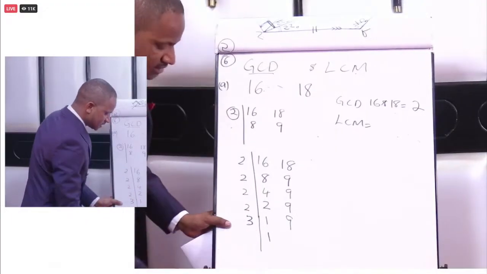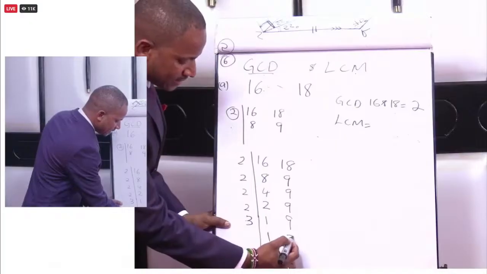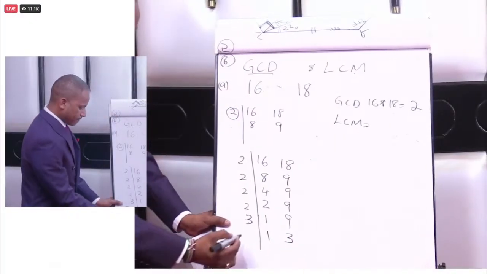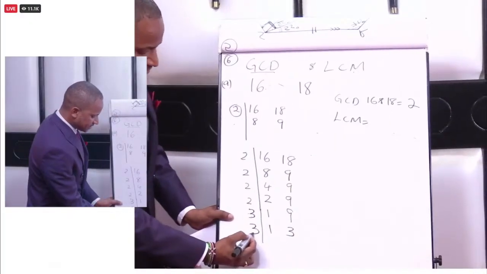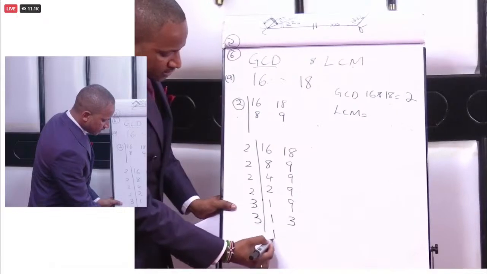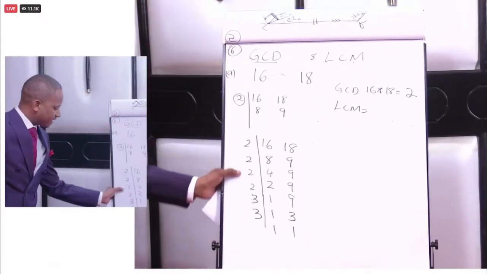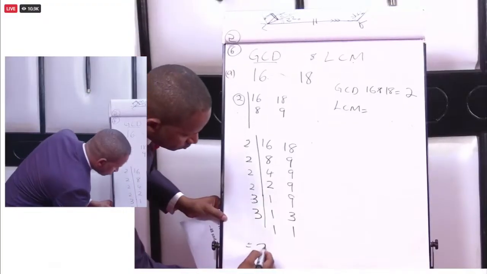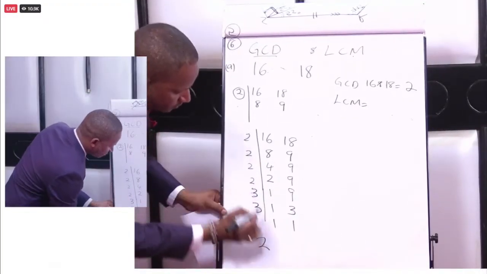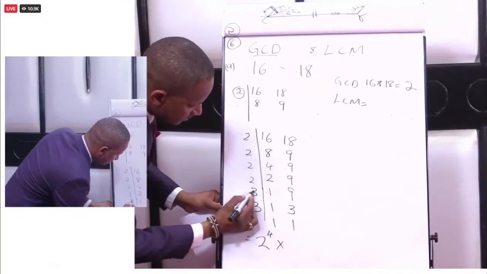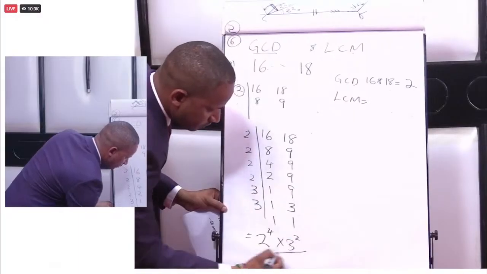3, this one is still 1. 3 goes into 9 3 times. Can we still use another number? Yes, 3. 3 goes into, this one is 1 again. 3 goes into 3 once. So the factors that we have here are 2 raised to power 4 times 3 raised to power 2. This is the LCM.